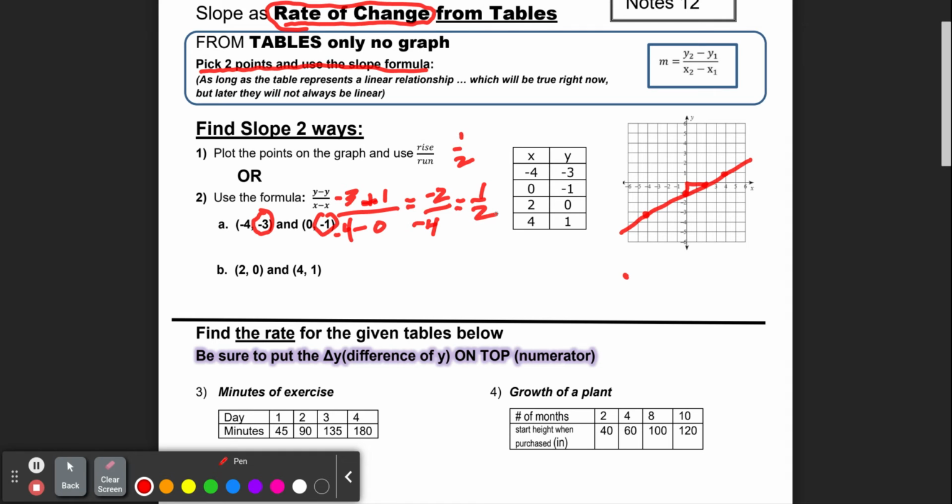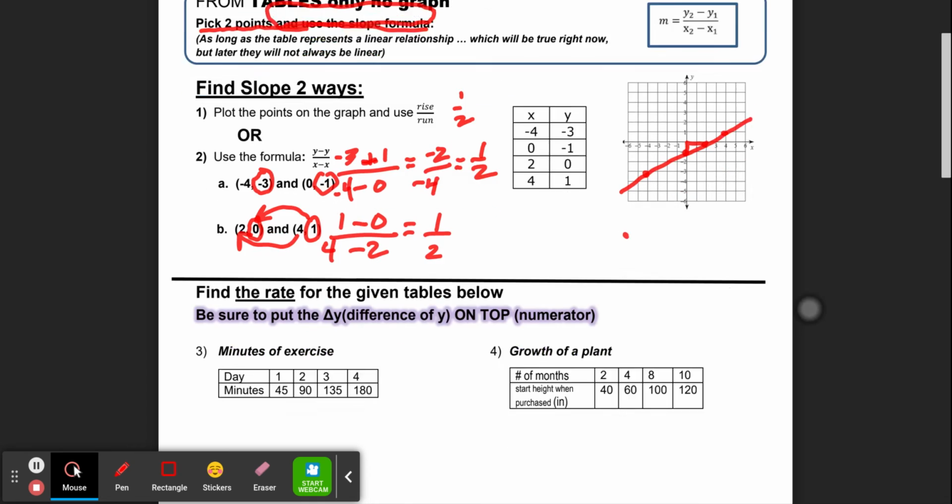which is the same answer I got when I graphed it. Then I just decided to choose the other 2 order pairs, 2, 0, and 4, 1. So again, you circle the second number, dash, line, dash. Let's go right to left on this one. So 1 and 0, and then 4 and 2. 1 minus 0 is 1, 4 minus 2 is 2, and there you go. We have 1/2 once again.